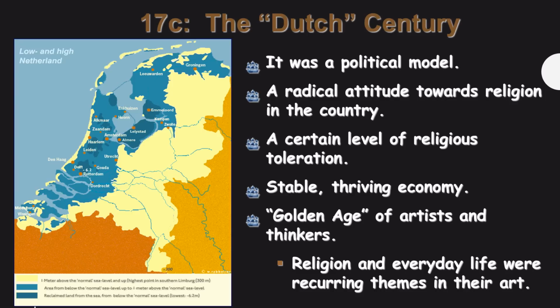Religion and everyday life were recurring themes in their art. So take the papal, serious religious connotation of the Renaissance in Italy, and as you go further north and away from that papal center, you start becoming more and more open, and everyday life becomes more and more prevalent and featured, and religion is shown more realistically instead of deeply religious in tone.